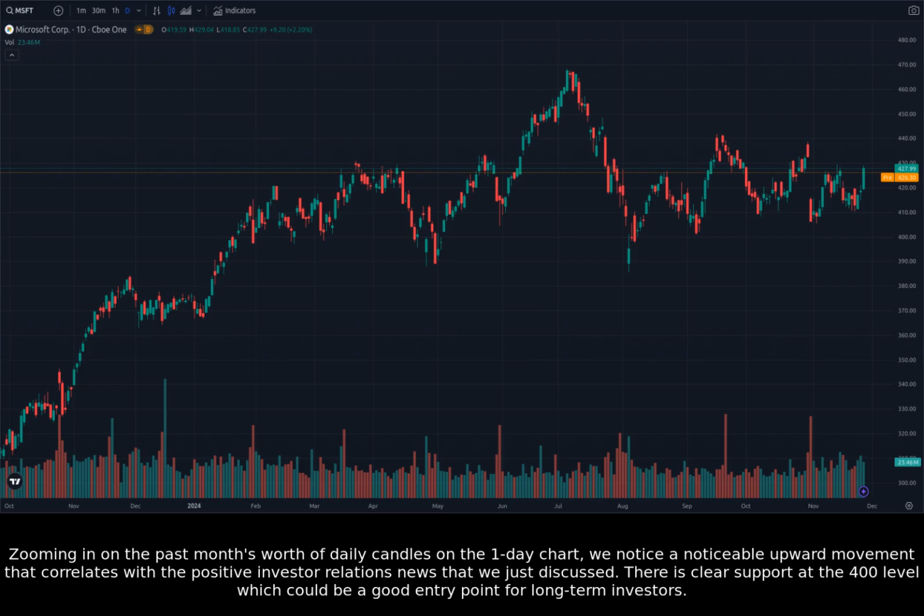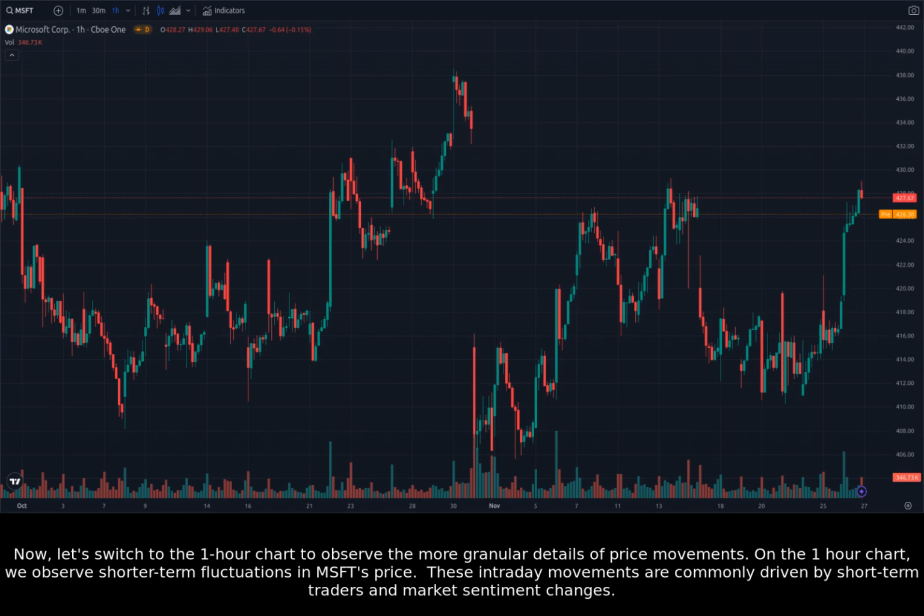There is clear support at the 400 level, which could be a good entry point for long-term investors. Now, let's switch to the one-hour chart to observe the more granular details of price movements. On the one-hour chart, we observe shorter-term fluctuations in MSFT's price. These intraday movements are commonly driven by short-term traders and market sentiment changes.